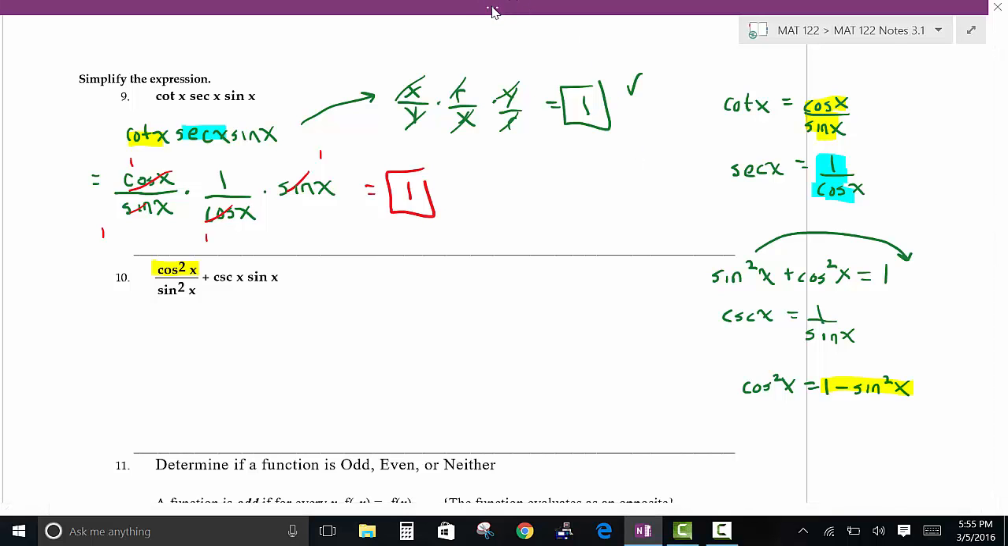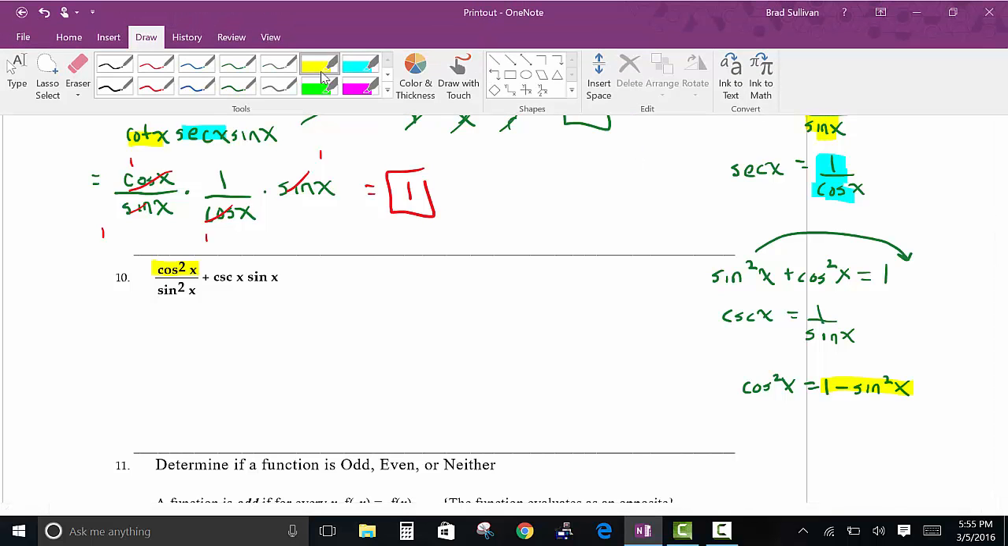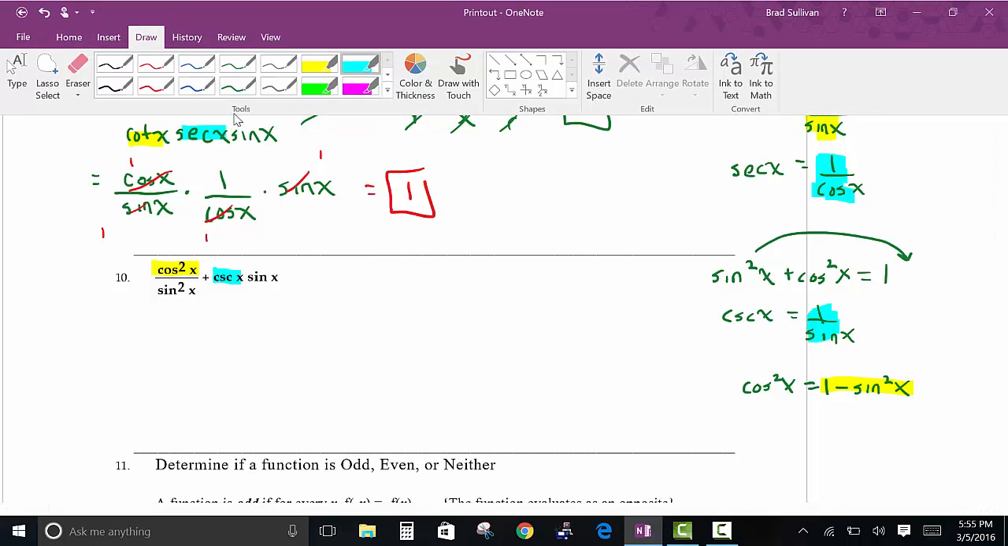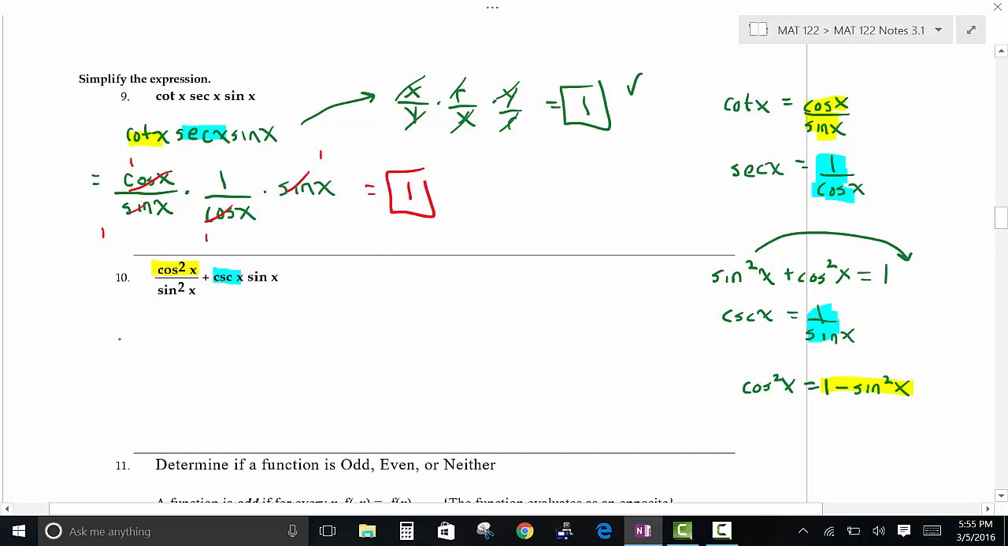Then I'm going to do this substitution. I'm going to replace the cosecant with 1 over sine, and then we'll see what happens here. Okay, so let's go ahead and do that. So this is going to be cosecant squared x. We're going to replace that with 1 minus sine squared x. Going to leave the sine squared x alone because there's going to be some simplification I can do in there. And then the cosecant gets replaced with 1 over sine.